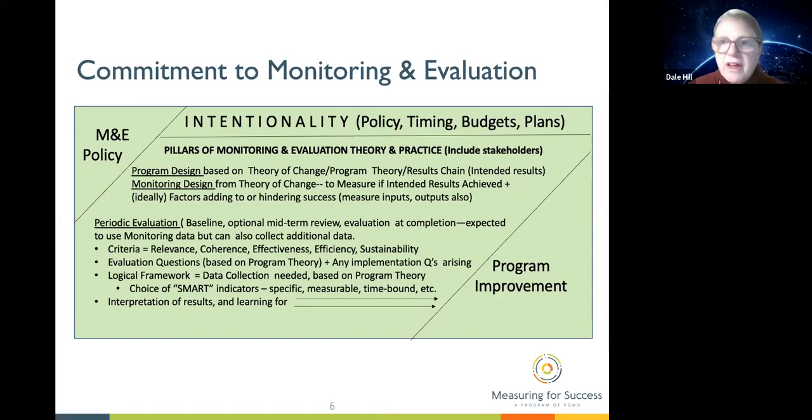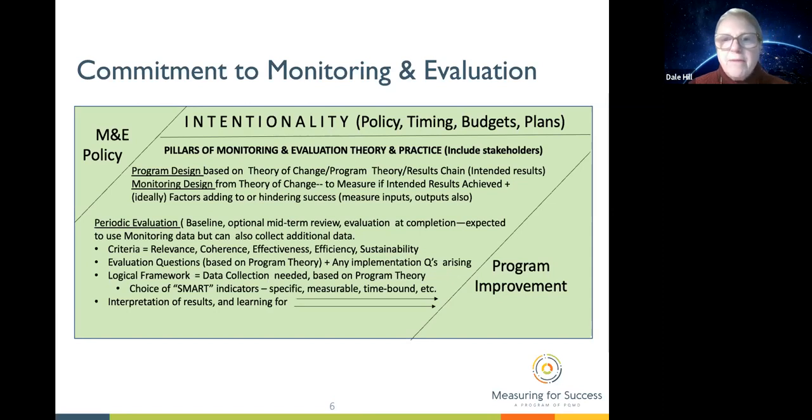Okay, this is Dale Hill, and this is my slide. It is meant to show what the toolkit does do and what it doesn't do, and also to reflect the desire of PQMD ultimately to have its members commit to monitoring and evaluation, or M&E as I'll call it, and to measuring for success. So the two triangles on the left and on the right are areas which are squarely up to the members. M&E policy represents an intentionality, but some organizations may not be ready for it yet.